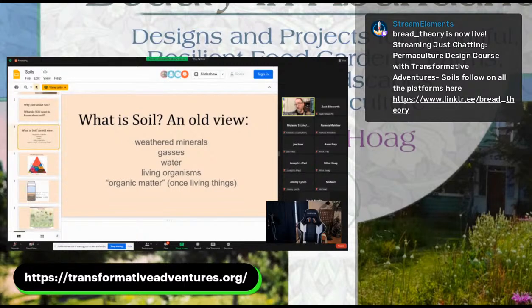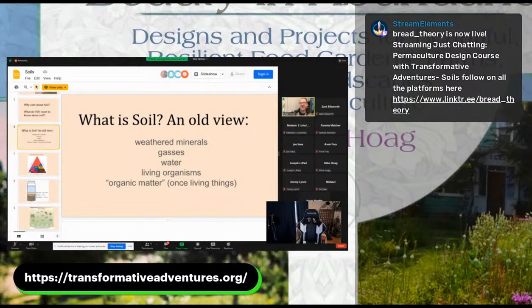Soil holds a lot of water. So soil is water and a water collection organism. And of course, soil, we now know, is these living organisms and the dead organisms, which we call organic matter, once living things. So this is basically what soil is. It's a collection of all these things. This is the old view. We'll talk about some different views. So if you have different ideas about what soil is, then maybe we'll get to those, or you can mention them.